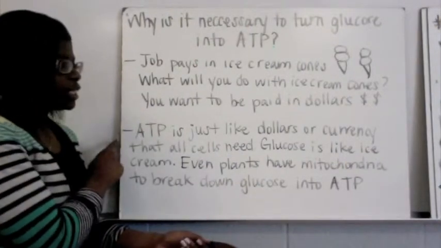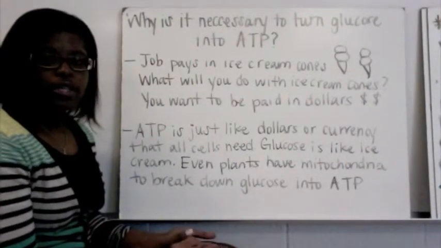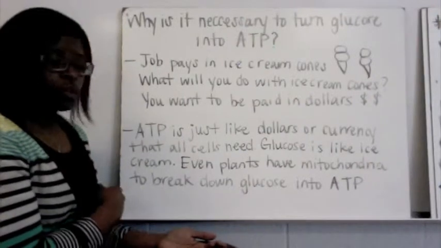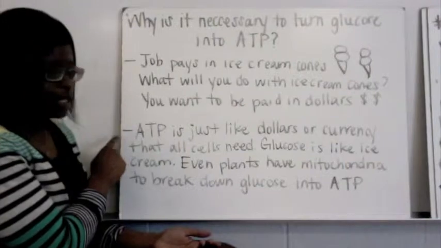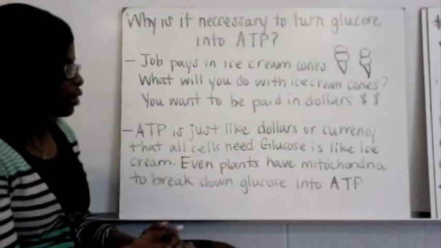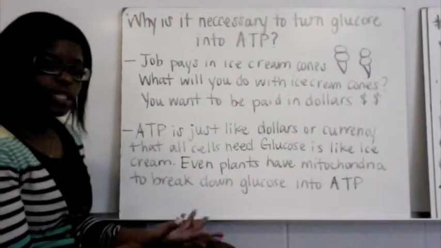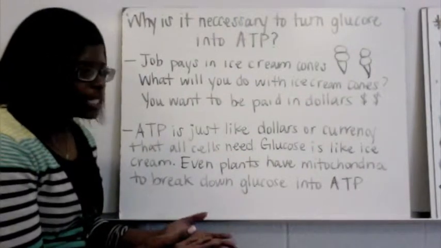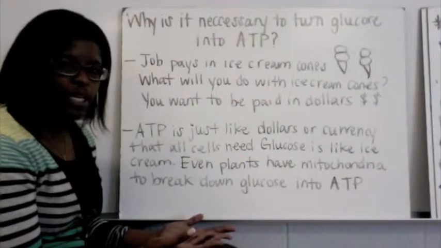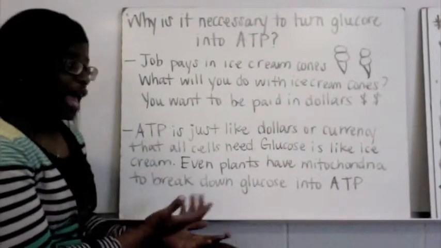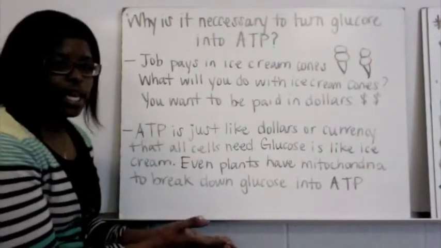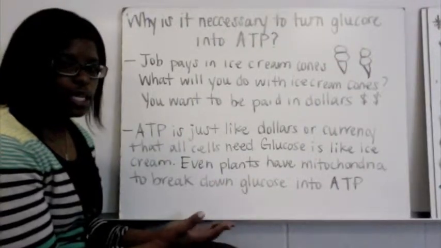So ATP is just like dollars or currency that all cells are going to need, including all living things, which have the mitochondria to produce the ATP, so that's very important. Glucose is like ice cream, so it's good at first, but honestly, the glucose is really just good for the plant as temporary forms of energy. And then even plants have mitochondria to break down the glucose into ATP, so all living things, once again, need the ATP.